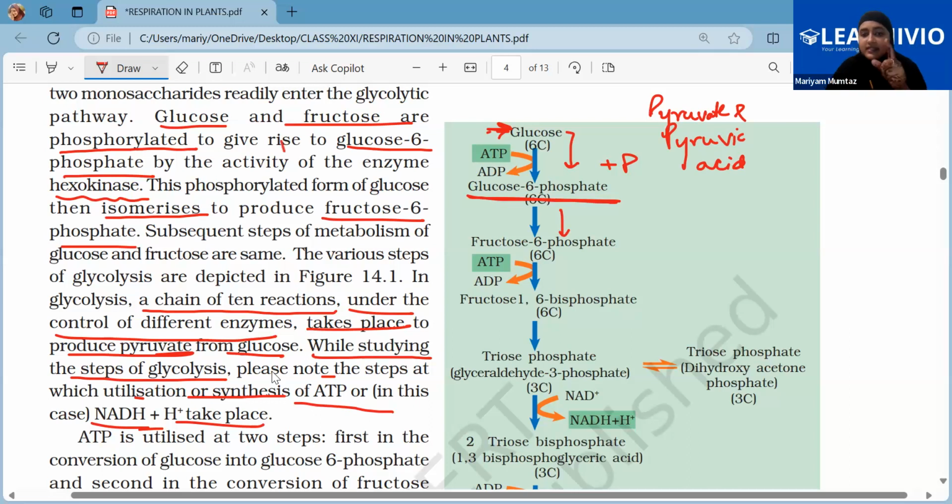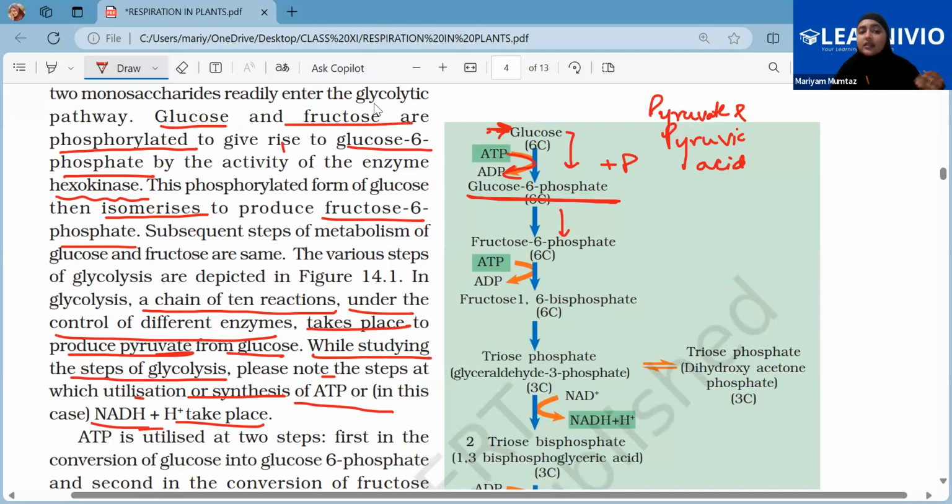It is not getting synthesized, because if you look at the arrow, it goes from ATP to ADP. When ATP is broken down, meaning when it is utilized, the ATP gets converted into ADP. But if it is shown the other way, from ADP to ATP, with the arrow towards ATP, then ATP is being synthesized. Clear?